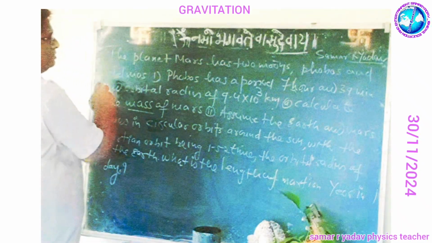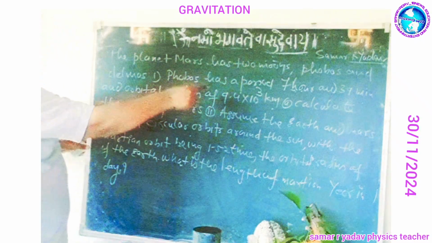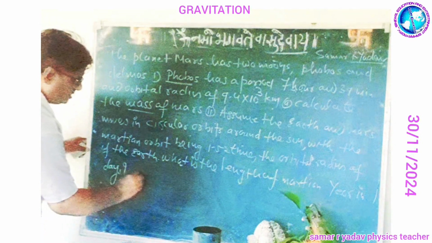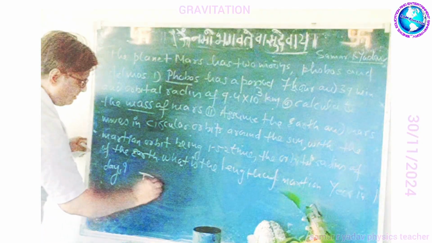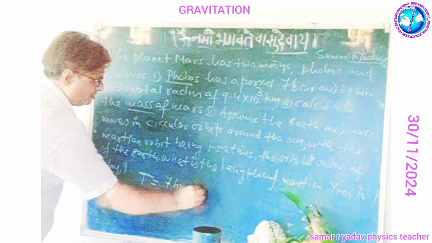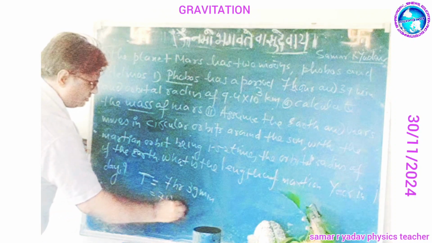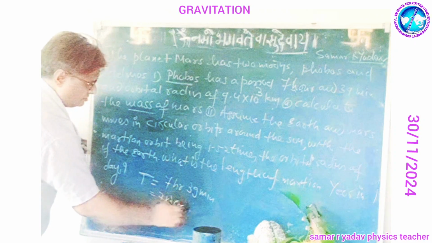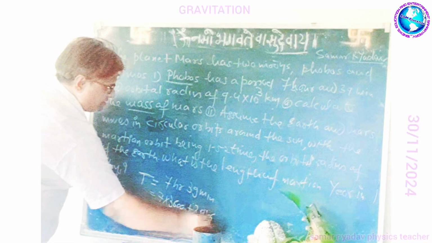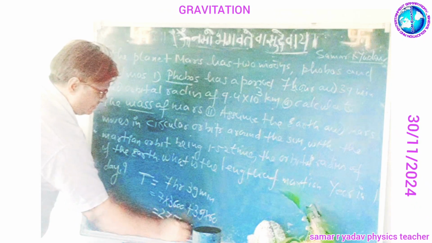Here, the period of Phobos, one of the satellites of Mars, is given by T equal to 7 hours and 39 minutes. 7 hours means 7 into 3600, plus 39 minutes means 39 multiplied by 60. Solving this, we get 27540 seconds.